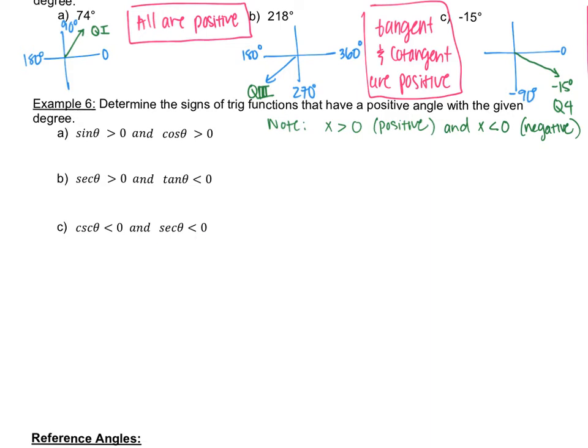So we're given these condition statements and we have to figure out which quadrant works for both of these statements. They tell us sine and cosine are positive or negative, and we have to figure out which quadrant would work.